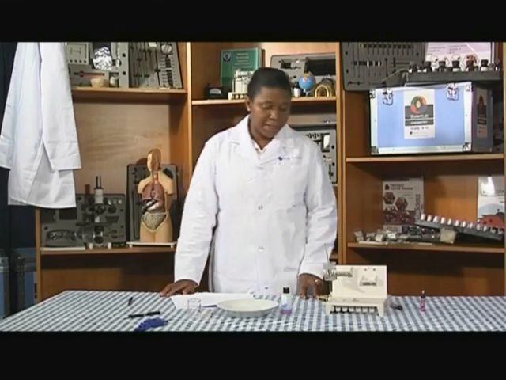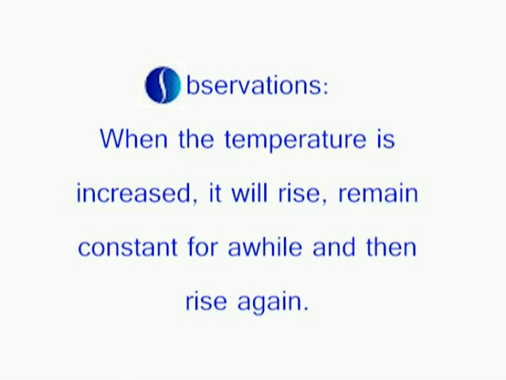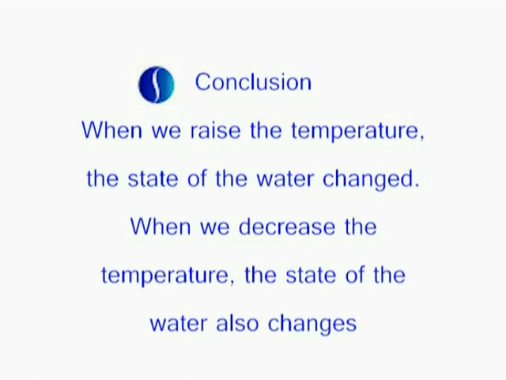Our observation is that when we increase the temperature, it rises, and then it remains constant, rises again, and then constant again. With the conclusion, when you write your conclusion, you must relate it to your hypothesis. So with our hypothesis, we said when the temperature increases or decreases, that will change the state of the water. When we increase the temperature, the state of the water changed. And when we decrease the temperature, the state of the water changed also.